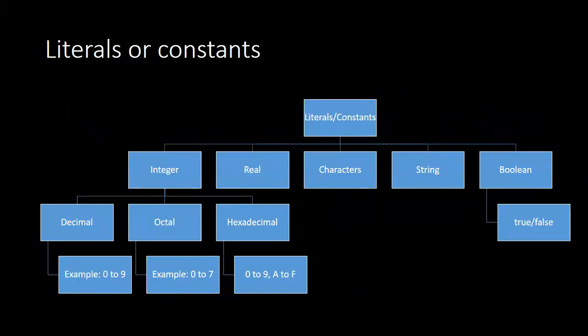Then come literals or constants. There are 5 types of literals: integer, real, character, string, and boolean. Literals are values which cannot be changed. Let us consider integer first. Under integer there are 3 types: decimal, octal, and hexadecimal. Decimal values are those we commonly represent from 0 to 9, and all other numbers are combinations of these. Suppose 92: it has 2 digits, 9 and 2.